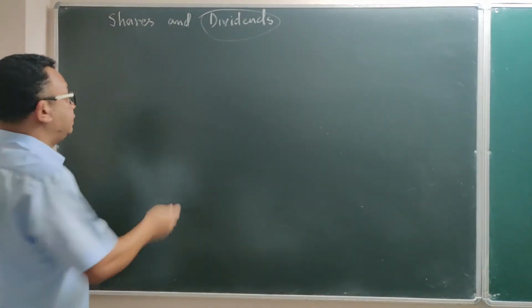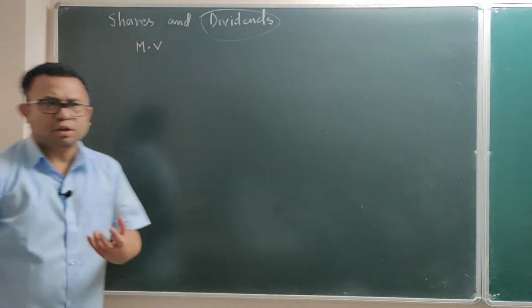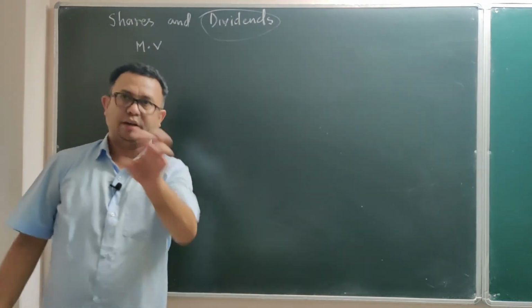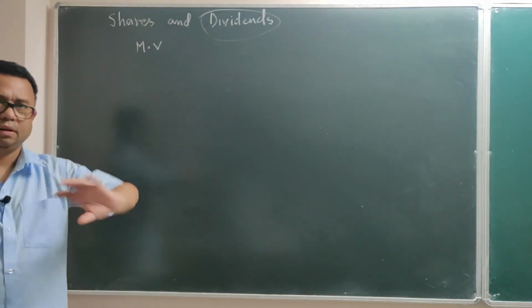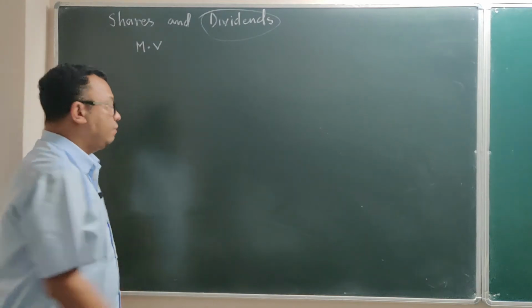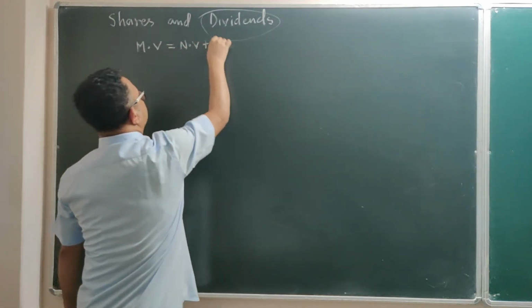Okay, the first thing is market value. Sometimes the question will directly give you that the market value of the share is this, so directly you can write down the market value. But other times, market value may be given not directly but rather indirectly. Market value can be calculated as the addition of nominal value plus premium.